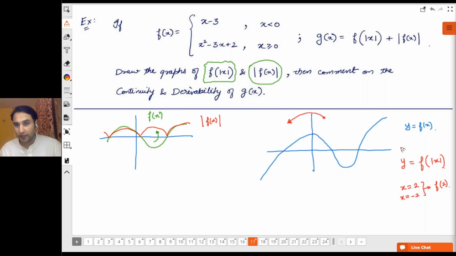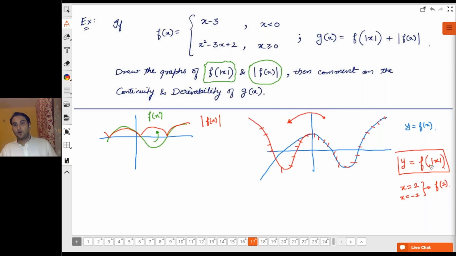What will happen when I want to plot f of mod x? Just forget about the negative side of the graph. Just make a mirror image of this one. So actually the graph will look like this. Got it? So this entire red graph, the shaded portion, is actually the graph of what? f of mod x.